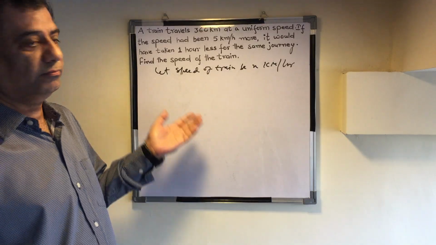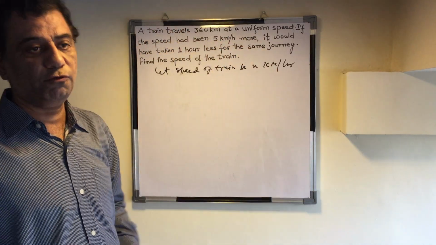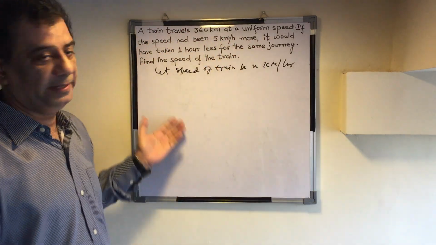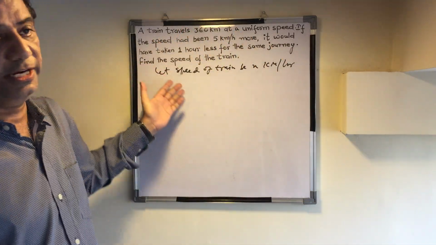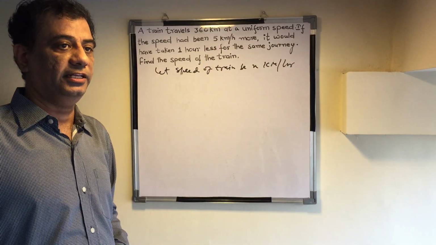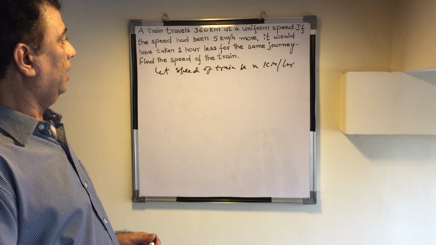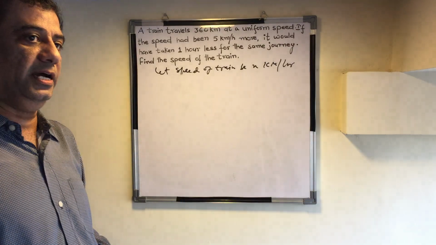In this question, a train traveled 360 km at a uniform speed. If the speed had been 5 km per hour more, it would have taken 1 hour less for the same journey, and we have to find the speed of the train. Let us assume the speed of the train as x km per hour.